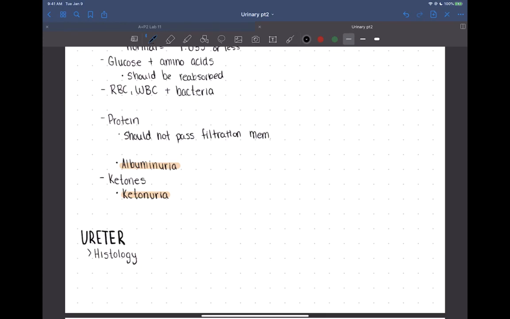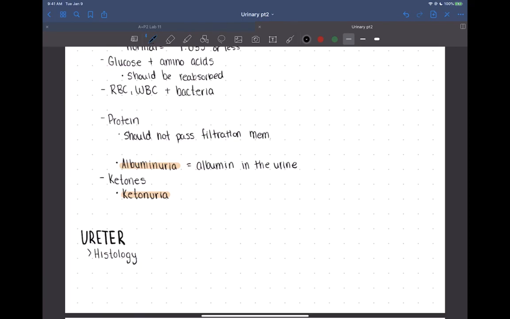However, if there is protein in the urine, that is called albuminuria. That's just albumin, because typically that is going to be the protein that makes it through, right? If you get protein in the urine, it's going to be albumin in the urine. And if there's damage to that filtration membrane, you'll end up seeing albumin in the urine.